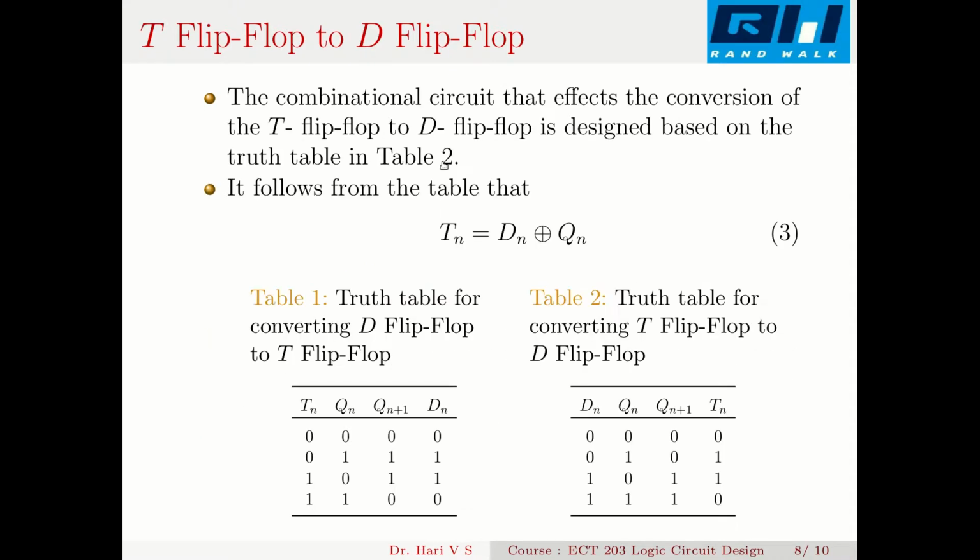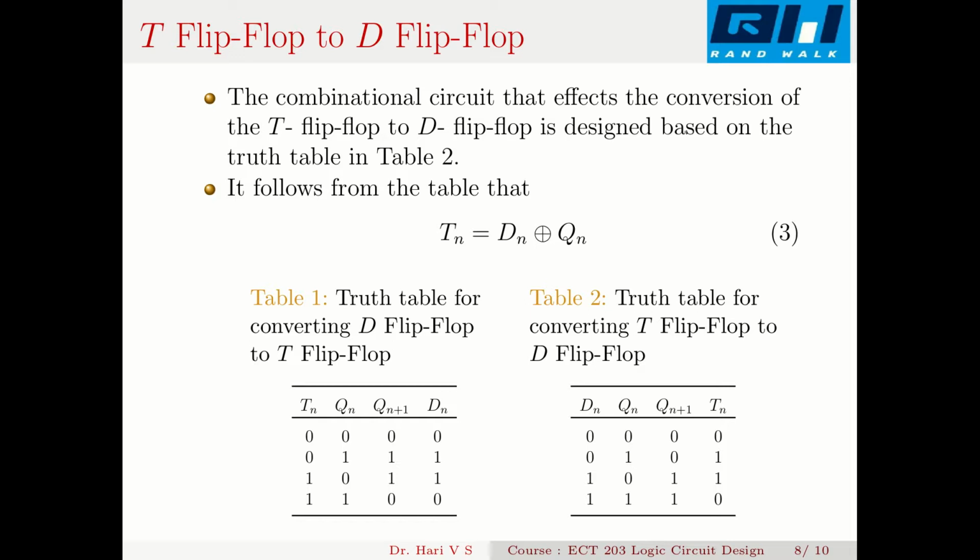So I write it in terms of Tn and Qn for 0 0, 0 1, 1 0, 1 1. So what is Qn+1 here? With Tn equal to 0, Qn stays in the same state, so Qn+1 is 0. Here Tn equal to 0, so Qn+1 remains at 1. And with Tn equal to 1, Qn equal to 0, Qn+1 becomes a 1 because this is a toggling condition. And with Tn equal to 1 and Qn equal to 1, this Qn+1 becomes a 0 because toggling happens. Now there is a change from Qn to Qn+1.